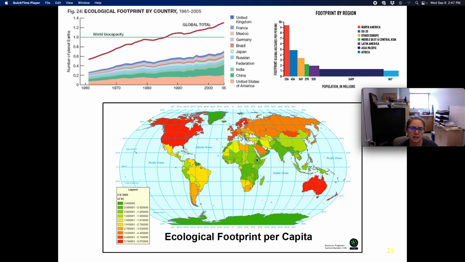And you can see that again here, where we see the United States and Canada and Australia and Scandinavia tend to be the highest. Other parts of Europe, as well as a few other countries, are kind of intermediate. And then everything that's green, like Africa and a lot of Asia, are on the lower end.